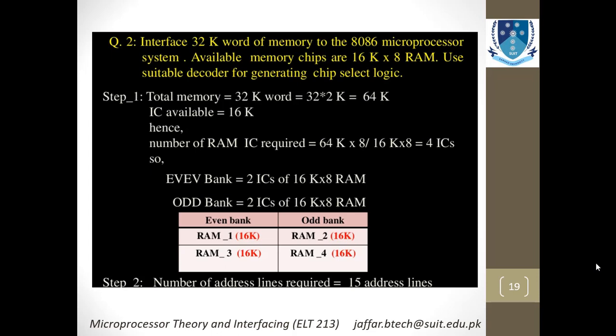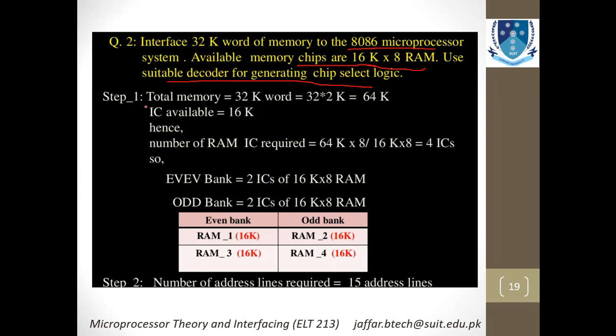The second question is that we have to interface 32K bytes of memory to the 8086 microprocessor, but the memory chips that are available are 16K multiplied by 8 RAM. So you have to use a suitable decoder for the generation of chip select logic as well.